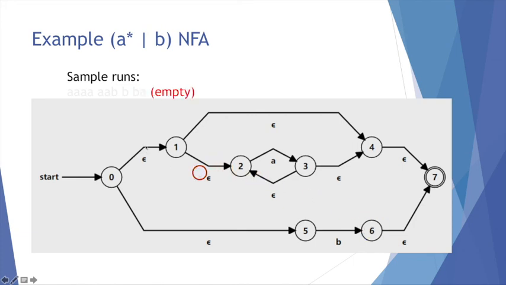And the last one is the empty string, which is a little bit interesting. From 0, you're going to just keep skipping from 0 to 1, then using the upper epsilon to bypass the entire thing here, and from 1 to 4, then keep skipping and go to 7, and you'll be accepted.